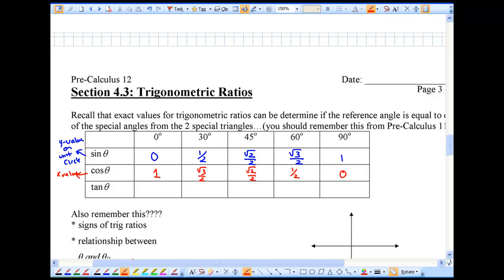Tangent. Well, that's not on it. But tangent is defined as y over x. So I can take the sine value divided by the cosine value, right? And I told you that too earlier today. 0 divided by 1 is 0. 1/2 divided by root 3 over 2 is 1 over root 3. Or, for those of you who like to rationalize the denominator, root 3 over 3. Root 2 over 2 divided by root 2 over 2, that's just 1. This one's root 3. And 1 divided by 0 is undefined.